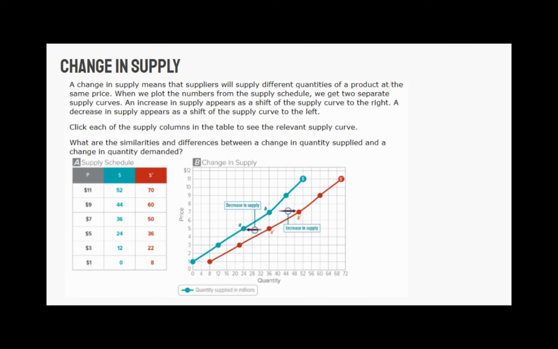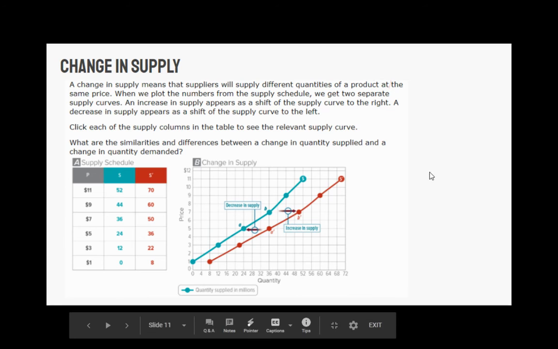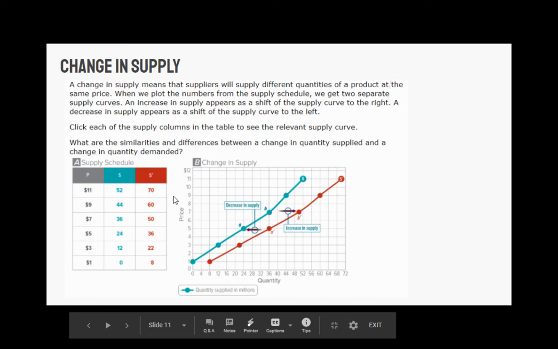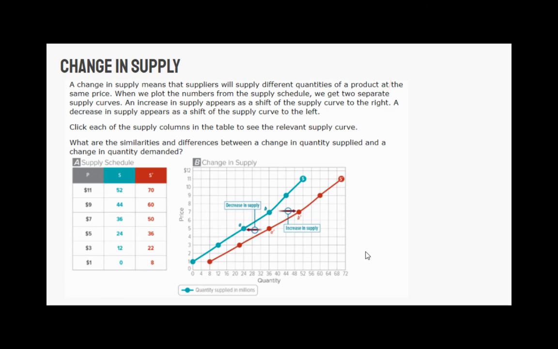A change in supply means that suppliers will supply different quantities of product at the same price. So if we're looking here, a decrease in supply, an increase in supply. And you can just look at, these are different supply schedules combined together. And there's more of this, like if this is really super confusing, I would read this section in your book too. But I promise you not to try and confuse you on quizzes or tests. I'm going to try and be as straightforward as possible using examples that make sense in your own heads.